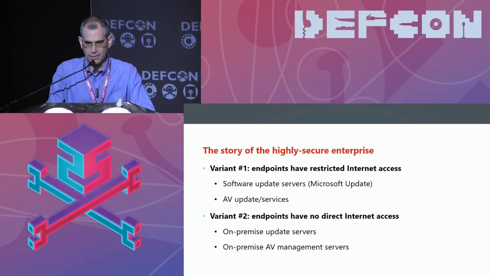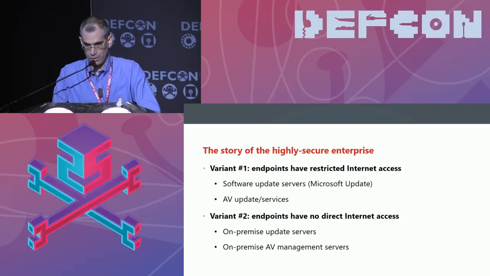And the second variant is even stricter, wherein endpoints simply do not have any internet access whatsoever. They do have, of course, visibility into the enterprise network, wherein a set of update and management servers reside on a separate LAN segment that are allowed to access internet hosts, so that the endpoints eventually pull or get pushed Windows updates and antivirus updates from the management servers that reside on-premise.